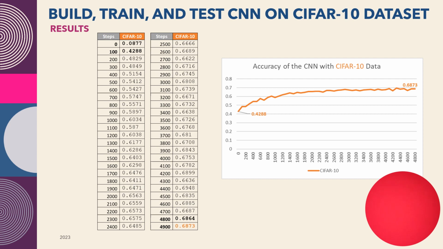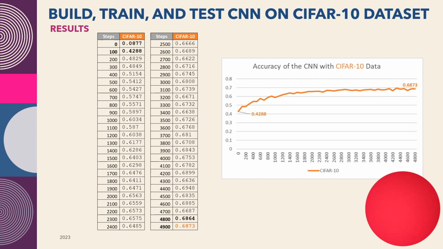The model was built to run 5000 steps in the training, and the testing ran every 100 steps to obtain the accuracy level of the convolutional neural network when predicting results for the CIFAR-10 dataset. We can observe that the accuracy level started at 42.88%, which is kind of low, but then it jumped to 48.29% at step number 100.